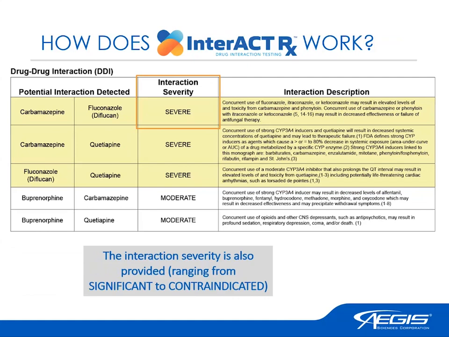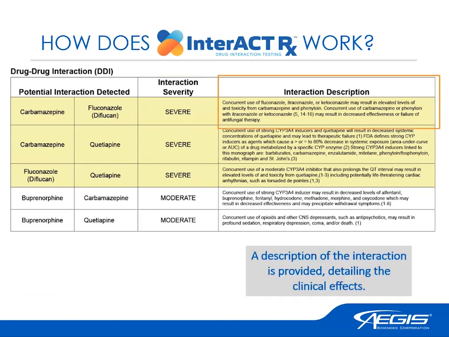together. And then a clinical description of the interaction, which allows the clinician to see what the interaction can cause clinically and then make an informed prescribing decision as to how to resolve that interaction, whether it's changing something that they prescribe or reaching out to another prescriber to come to a decision that's best for the patient.